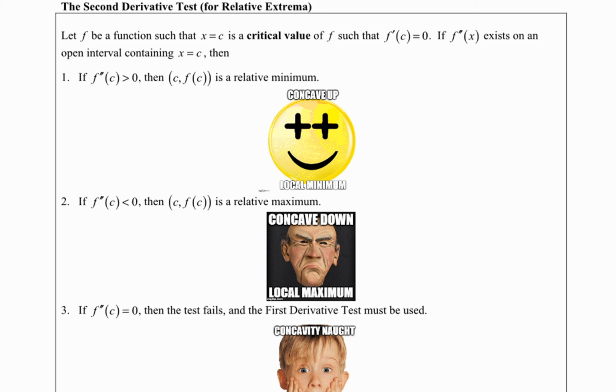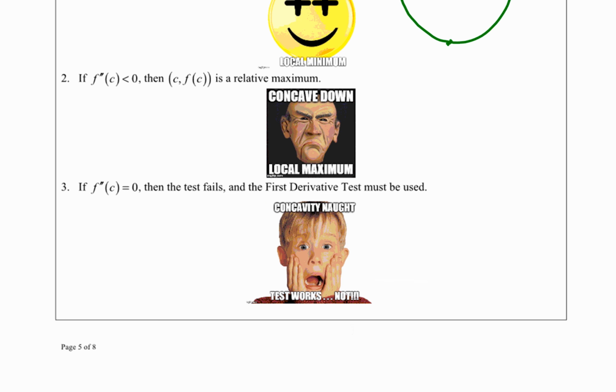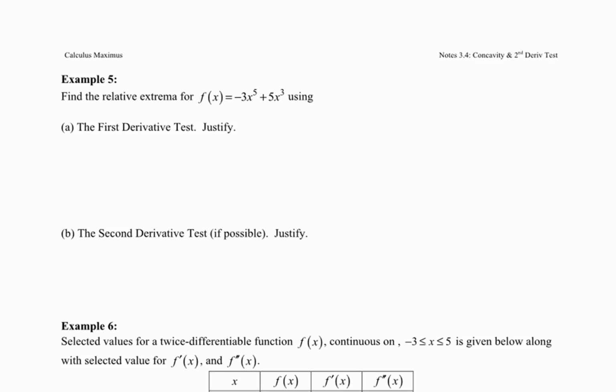So if f double prime is positive, if f is concave up like a cup, then there's going to be a local minimum at this critical value. If f is concave down like a frown, there's going to be a relative maximum at that value. And if the concavity is 0, we can't tell anything, so we have to use the first derivative test. Okay, so let's just jump in with that. We're going to use the first derivative test to find the relative extrema, and then we'll use the second derivative test. So in order to use the first derivative test, we need the first derivative.